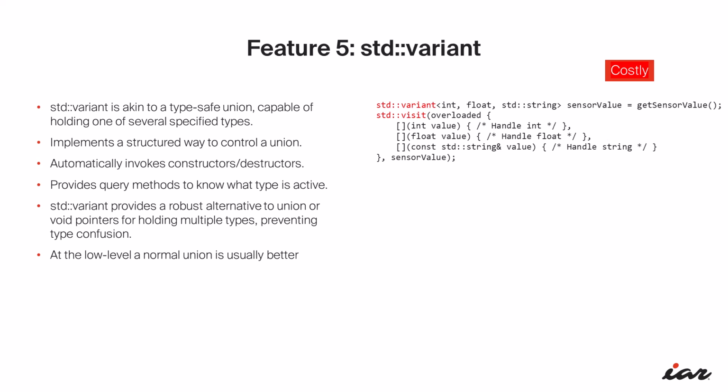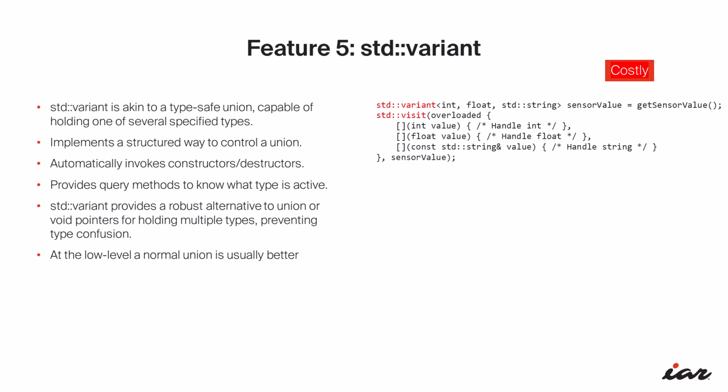And by knowing what type is in there, it can call in constructors and destructors, and in that way be a more controlled and nicely behaved member of the C++ class structure. Since it knows what type it is, you can query by asking query methods what type is active.